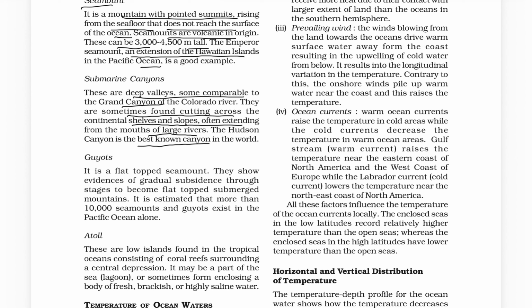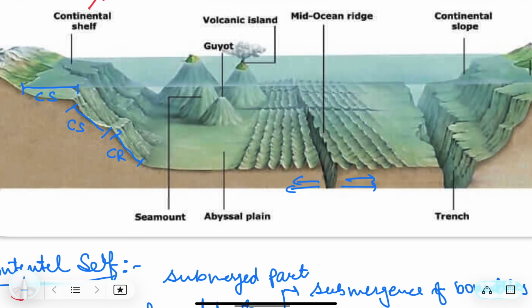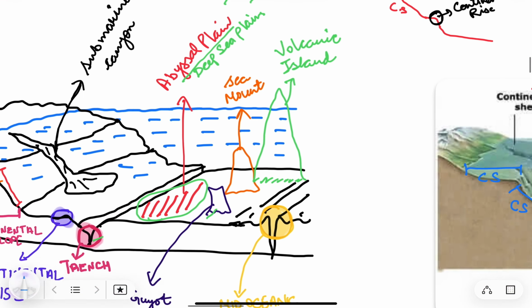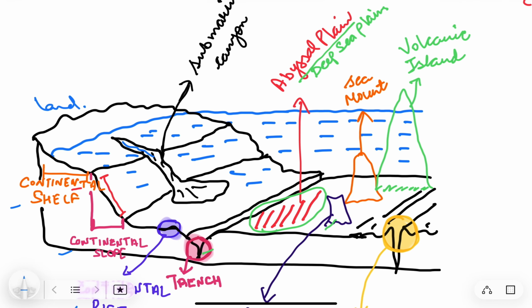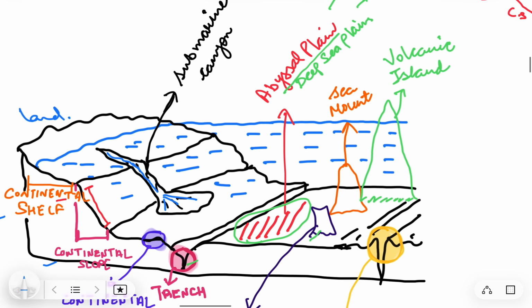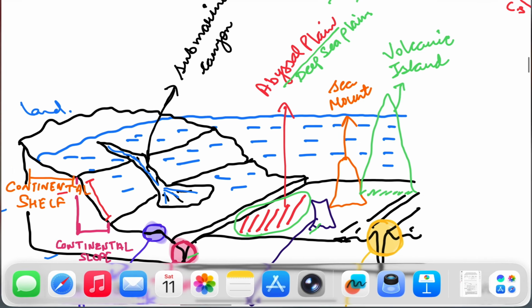So submarine canyons are deep valleys. Some of them can be compared with the Grand Canyon of the Colorado River. They are sometimes found cutting across the continental shelves and the slopes, often extending from the mouth of large rivers. It will cut the continental shelf and the continental slope, and then it will start flowing. So it will form canyons. This is known as the submarine canyons.